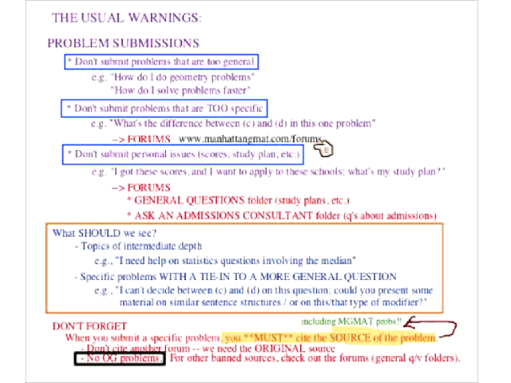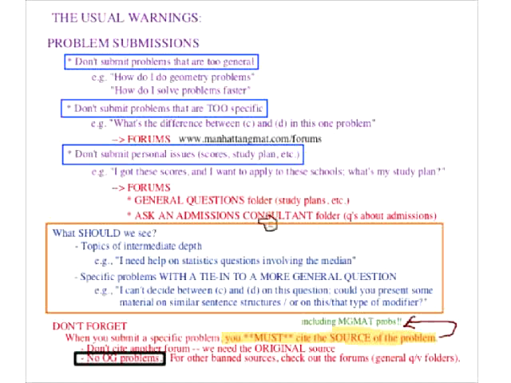Because remember that these are recordings that are watched by hundreds and hundreds, if not thousands of people. So we don't want to discuss personal study plans because that would have no value for anybody but the person submitting the study plan. So we have a place for those. It's the general folder on the forums. It's not here.